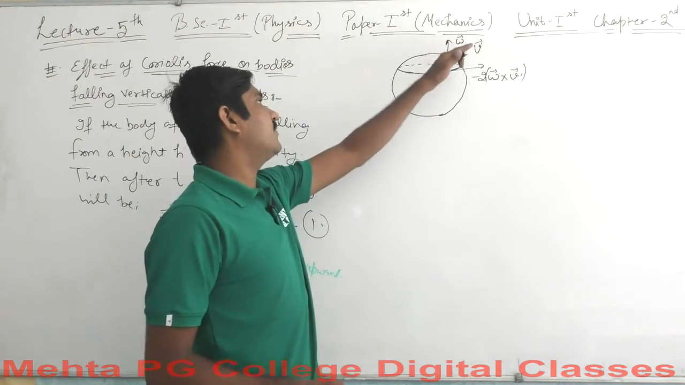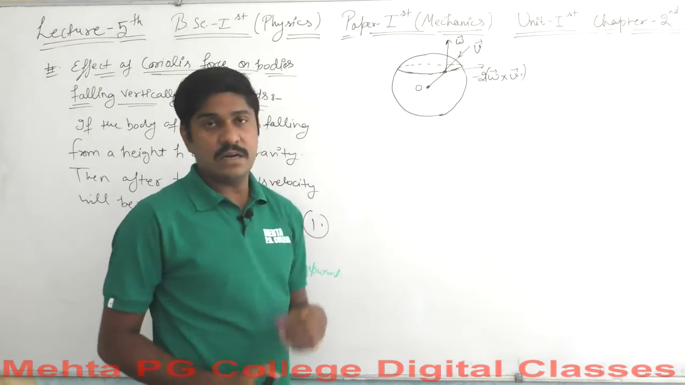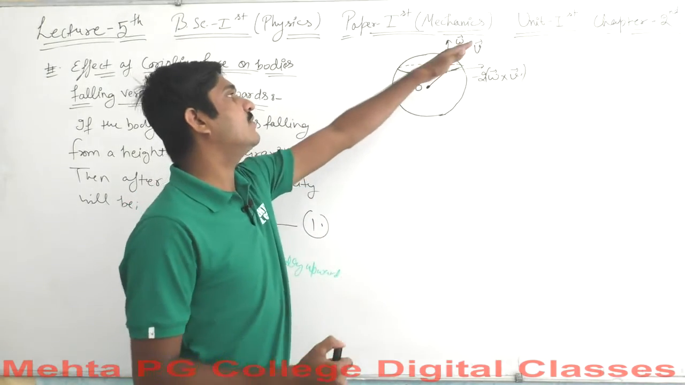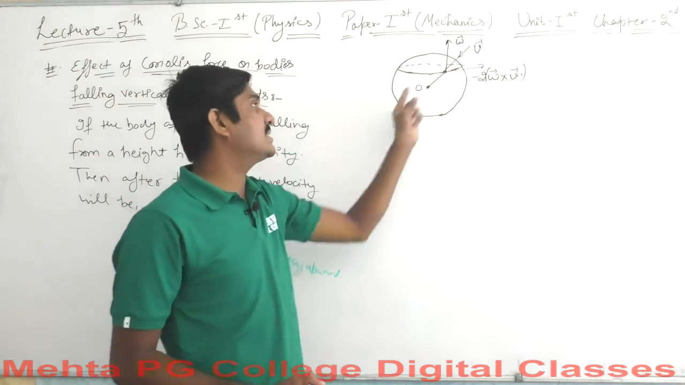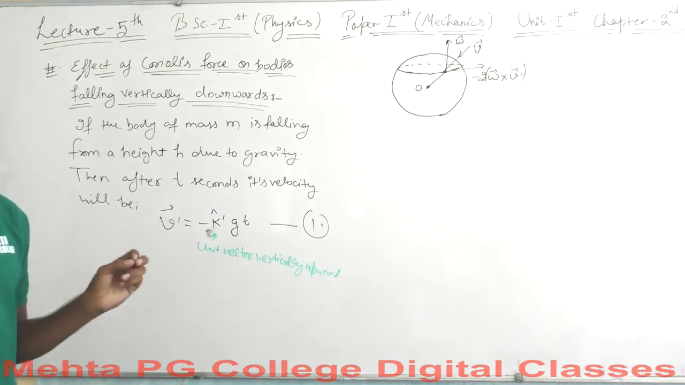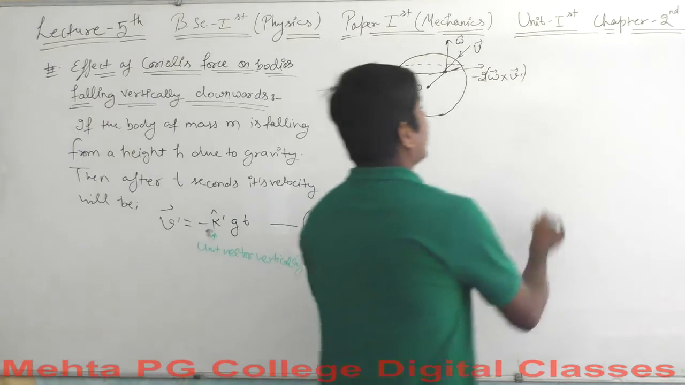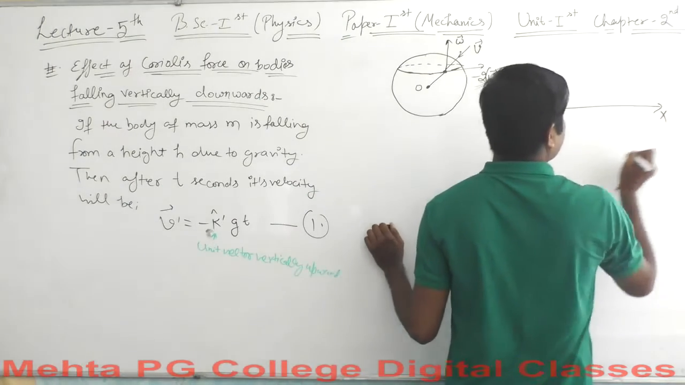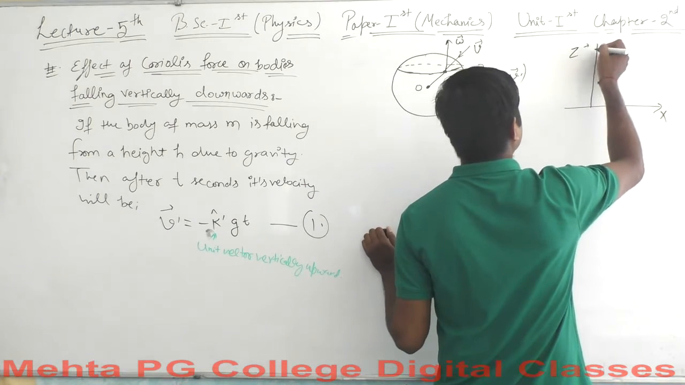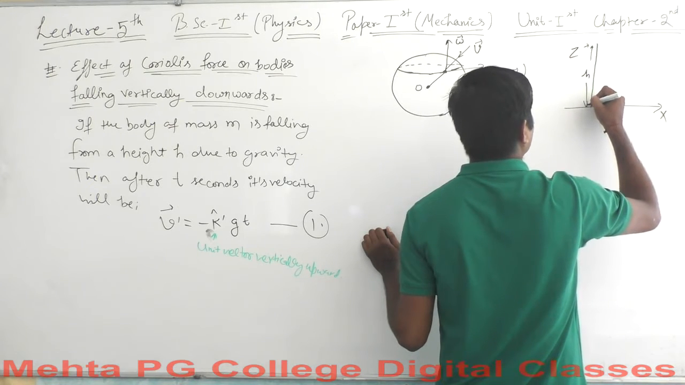If the particle is falling from this position towards the center, because every time Earth attracts all things towards its center. Okay, so the particle will fall from a height h towards the center here. This is the general representation, but we need a reference representation. So let's say this is the axis x here, and this is the axis z for example, and let's say this is the height small h.